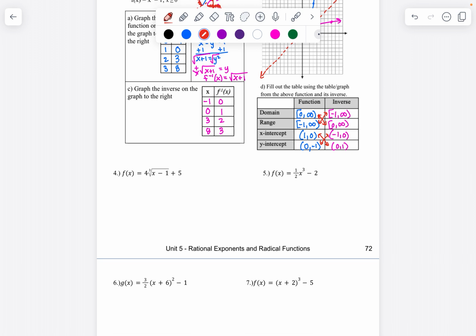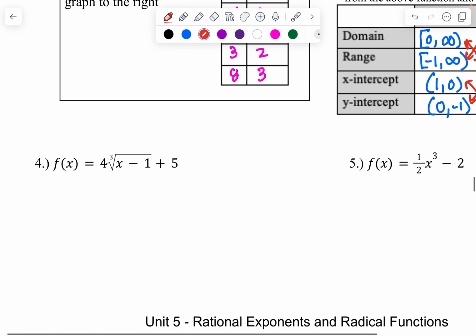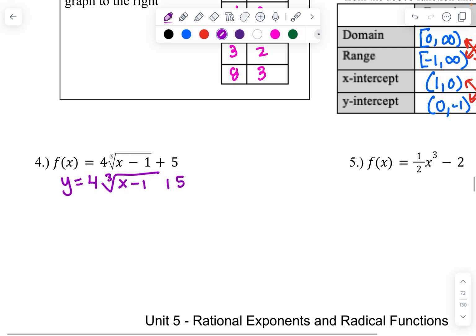All right, so now we have just some harder equations to find the inverse of, some more Algebra-like type problems. So remember, step 1, replace f of x with y. And then we're going to resolve for y. So we're going to subtract the 5 to move that over to the left-hand side.